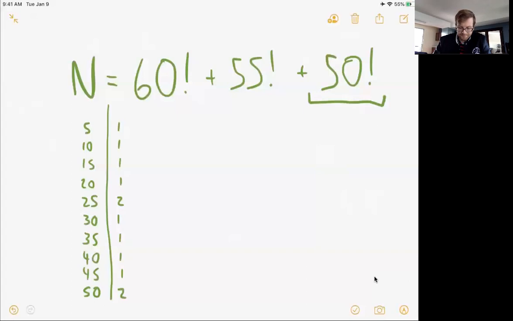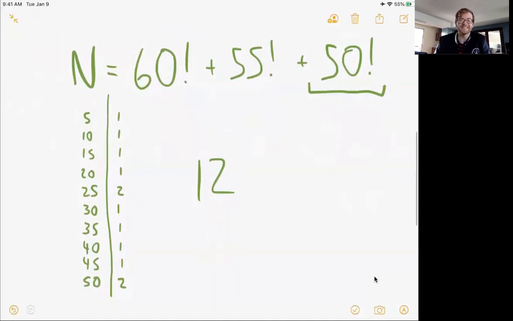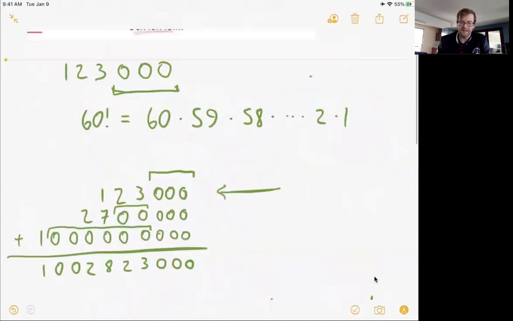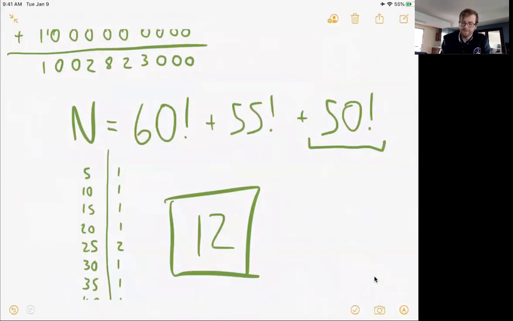So if we count these up, it's like 8, 10, 12. There are 12 factors of 5, and there are like 20 factors of 2, so there's definitely 12 factors of 10, because every factor of 5 matches up with a factor of 2. And so we have 12 factors of 10 in the number 50 factorial, which means we have 12 zeros in the number 50 factorial. And since 55 factorial and 60 factorial all have more than 12 zeros for sure, that's the answer. That's the number of zeros at the end of this huge number, n.